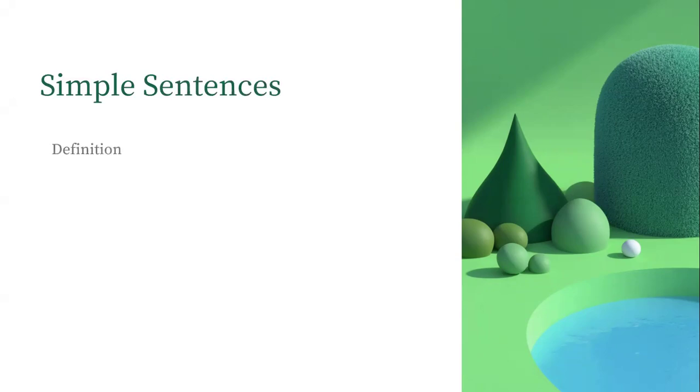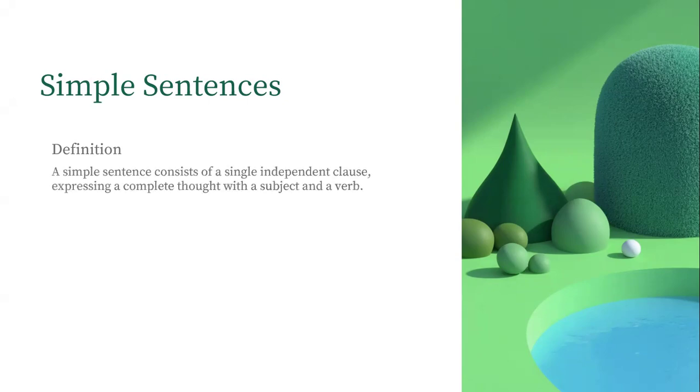This type of sentence has just one independent clause. In other words, it expresses a complete thought using a subject, verb, and object. For example, the sun shines.